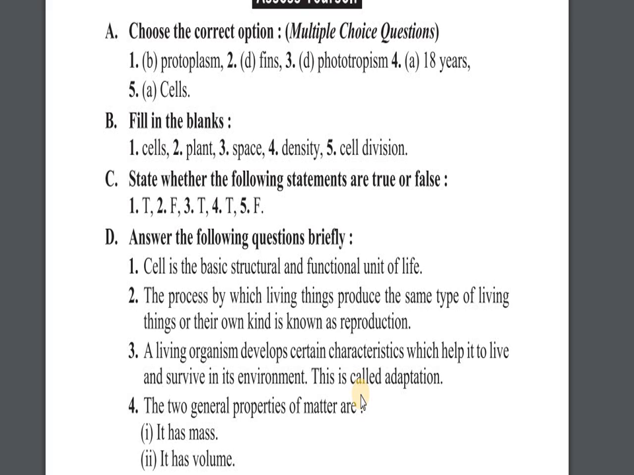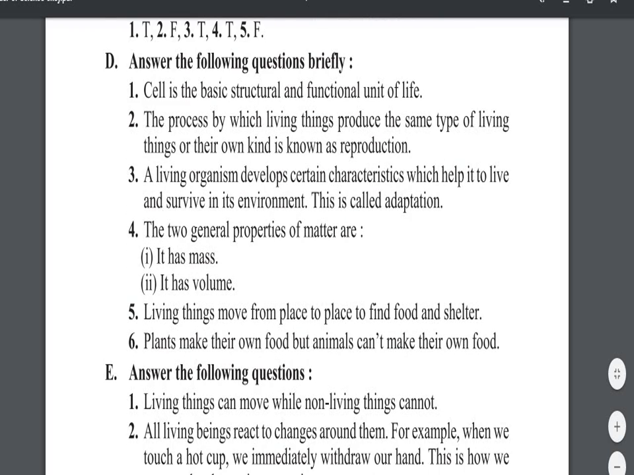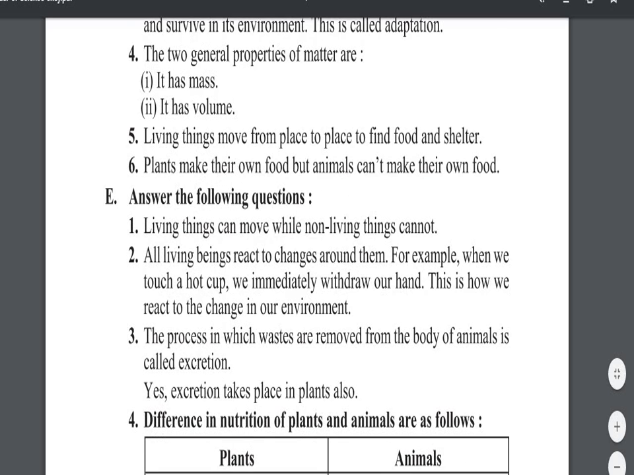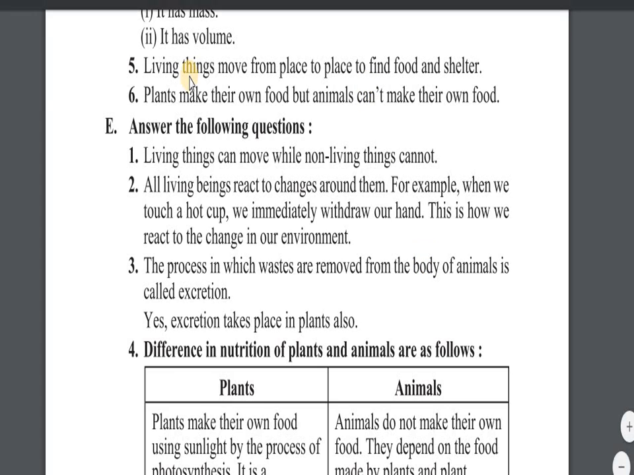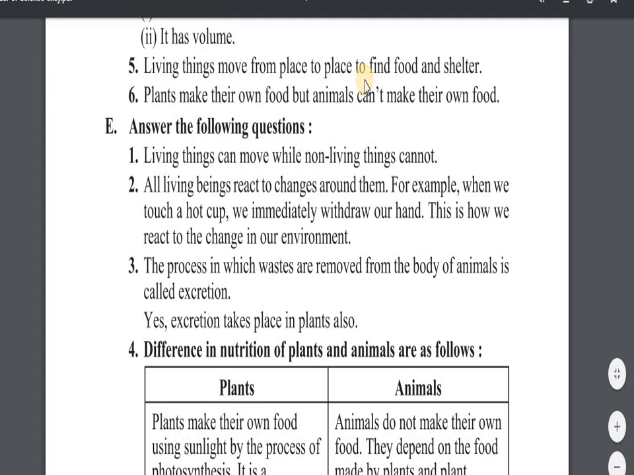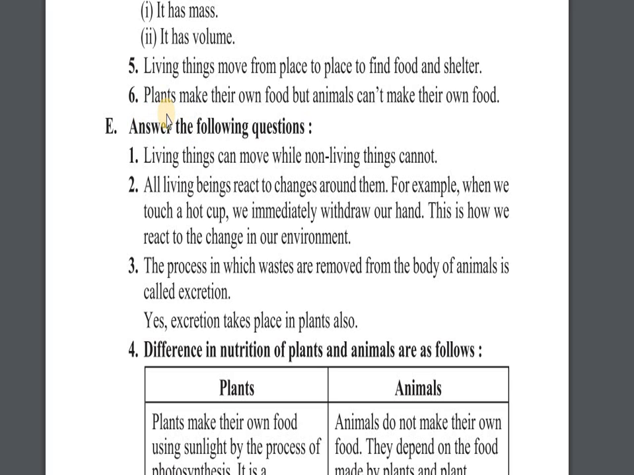Next question, name two general properties of matter. Answer number 4, the two general properties of matter are, it has mass, it has volume. The next question, which is question number 5, why do living things move from one place to another? Answer is living things move from one place to another to find food and shelter. Question number 6, what is the main difference between plant and animal? Answer is plants make their own food, but animals cannot make their own food.